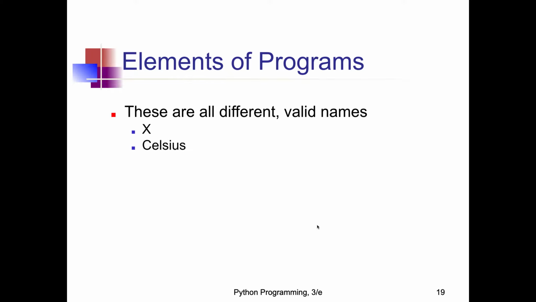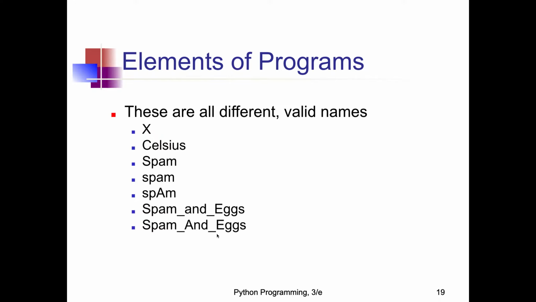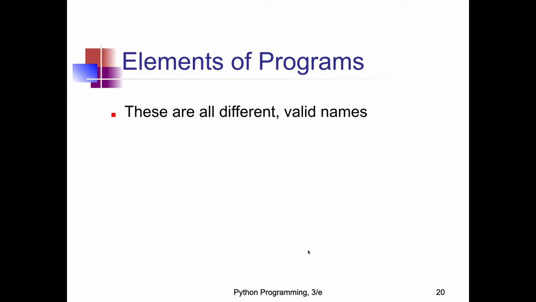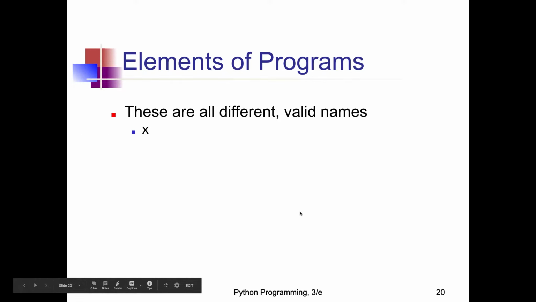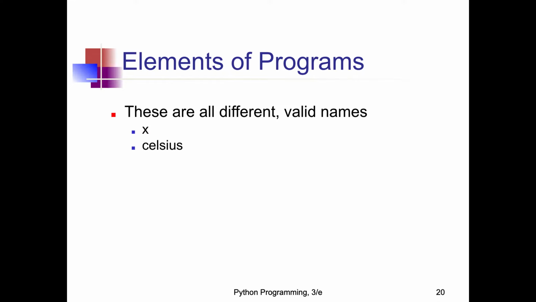Capital X, Celsius with capital C, spam all lowercase, Spam with a capital S, spam and eggs with underscores, and another different casing. Here are some other names that I think are not only valid, but also good names. They're good conventions. So I have lowercase x instead of uppercase X. I have celsius all lowercase, or spam all lowercase. My GPA, for example, separated by underscore. And var1, for example, var followed by a number.